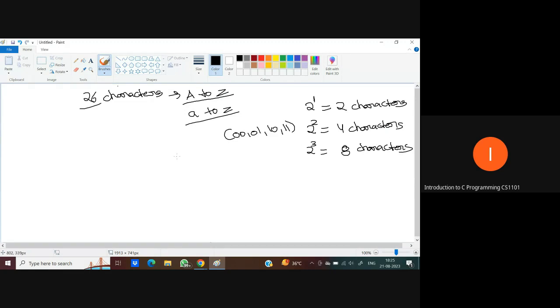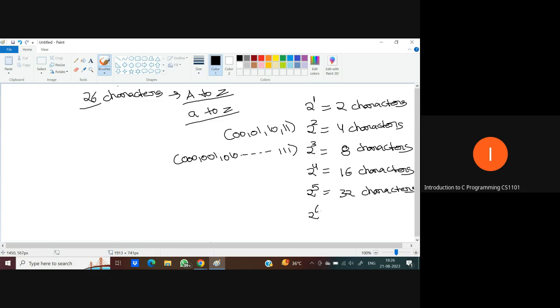Again, for that, we can write here 000, 001, 010, and so on. We'll go till 111. You can find out the binary representations for 2, 3, 4, 5, 6, etc. If we have 2 power 4, how many characters can we encode? We can encode 2 power 4, that is 16 characters. And if we have 2 power 5, we can encode 32 characters.